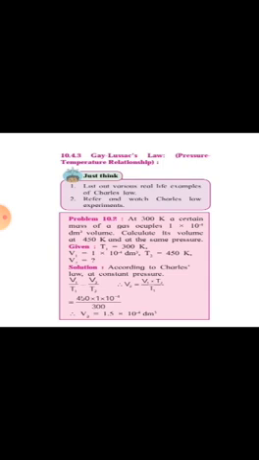At 300 Kelvin, a certain mass of a gas occupies 1 into 10 raised to minus 4 decimeter cube volume. Calculate its volume at 450 Kelvin and at same pressure. Given T1 300 Kelvin, V1 1 into 10 raised to minus 4 decimeter cube, T2 450 Kelvin, V2 you have to find out. According to Charles' law, at constant pressure, V1 upon T1 is equal to V2 upon T2. V2 is equal to V1 T2 upon T1, and on substituting the values, you get the answer V2 1.5 into 10 raised to minus 4 decimeter cube.